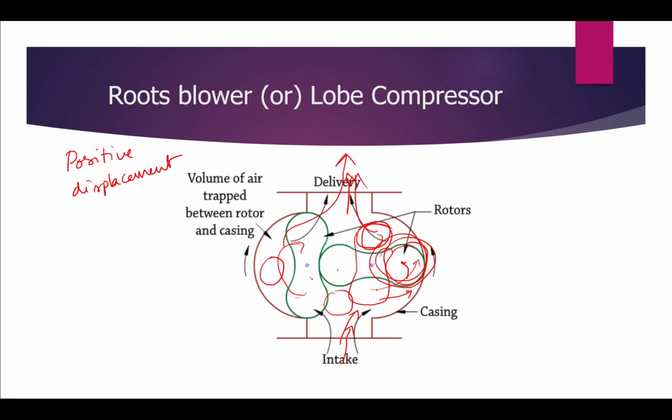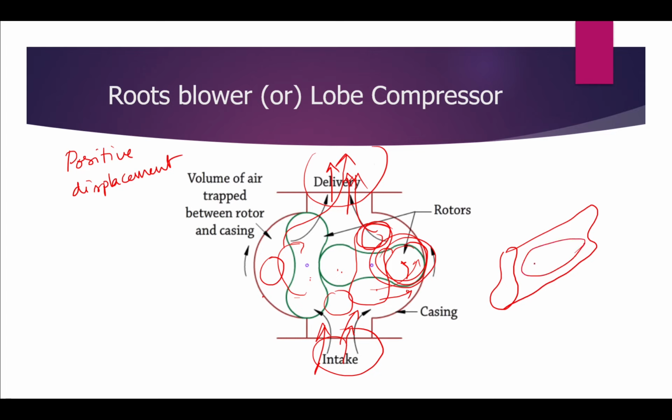These are called lobes. These two are lobes. This is the casing. This is the suction side or intake side. This is the delivery side. So this is the high pressure side. This is the low pressure side. Generally a lobe will be like this. This much length will be there, which is not visible in front view. Here air is trapped and will be delivered to the delivery side.